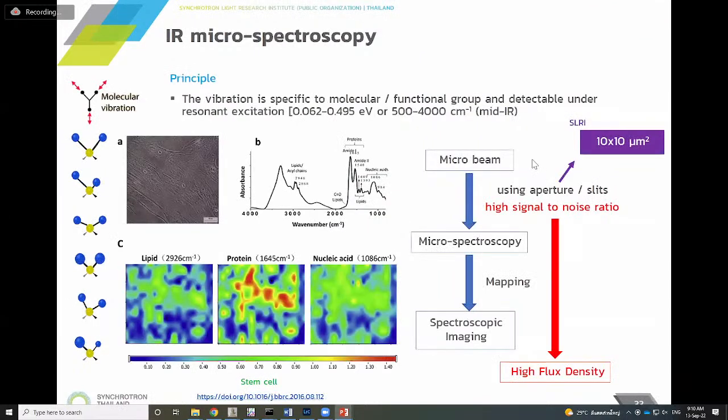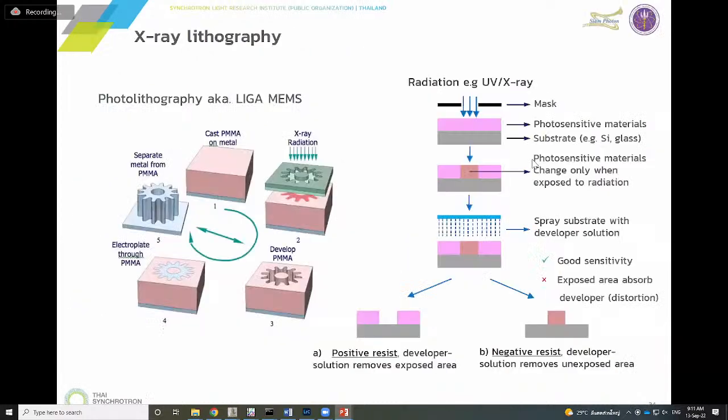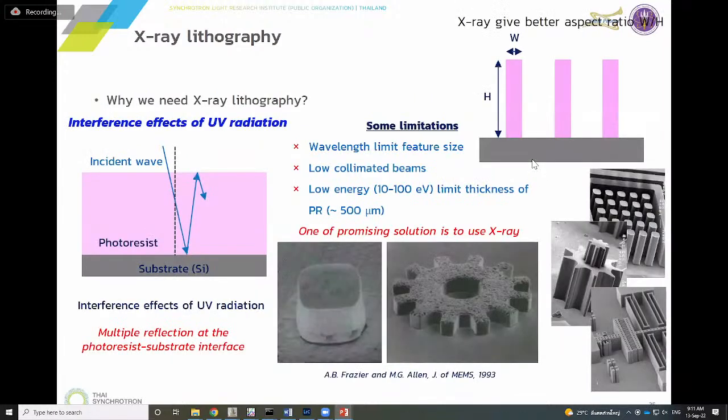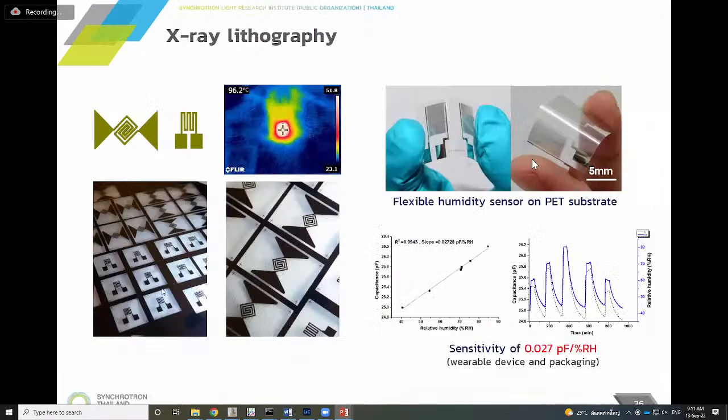I will skip the IR techniques because they are mostly concerned with biological samples. Last but not least, we have the lithography technique, which is very useful. You can craft small patterns and small labs on a chip, and you can use them later in your experiments. You can craft small sensors, small heaters, or small actuators by this technique.